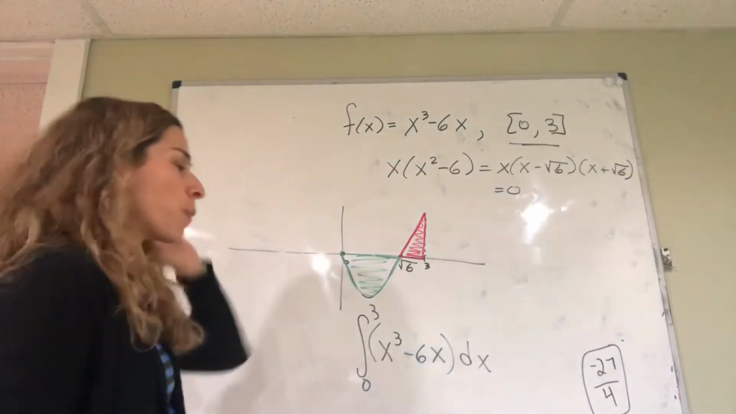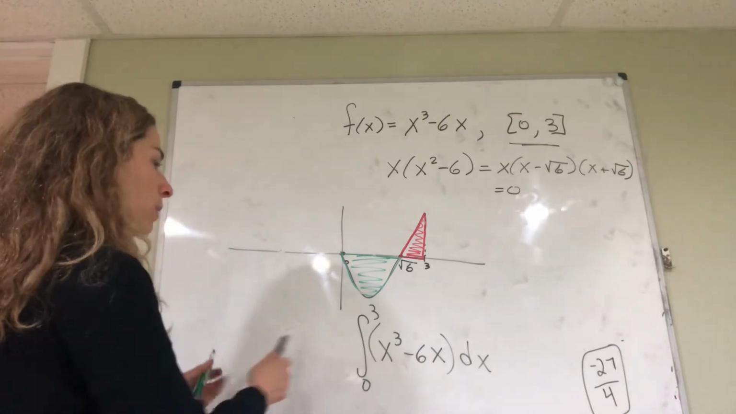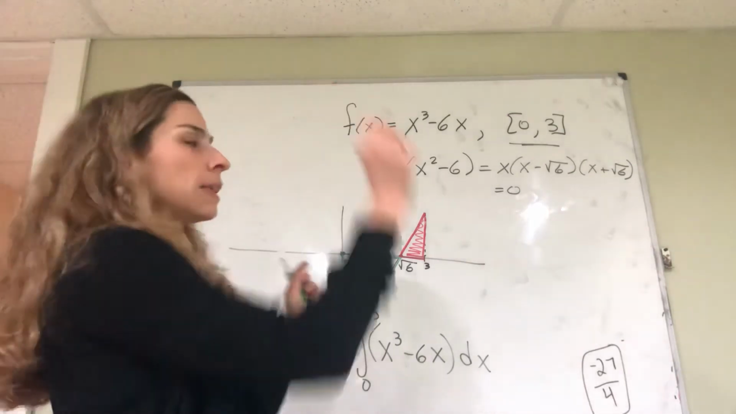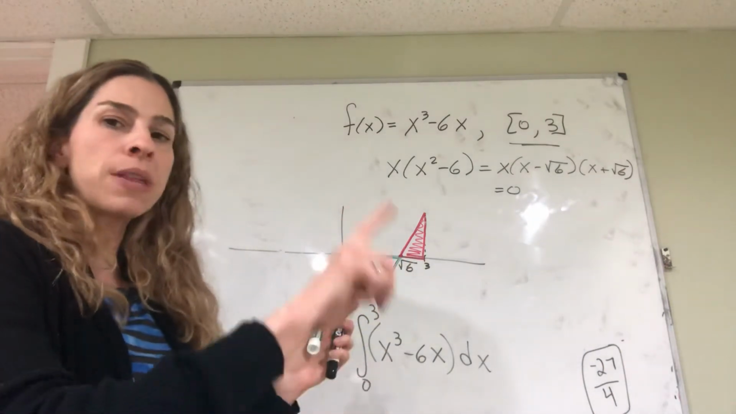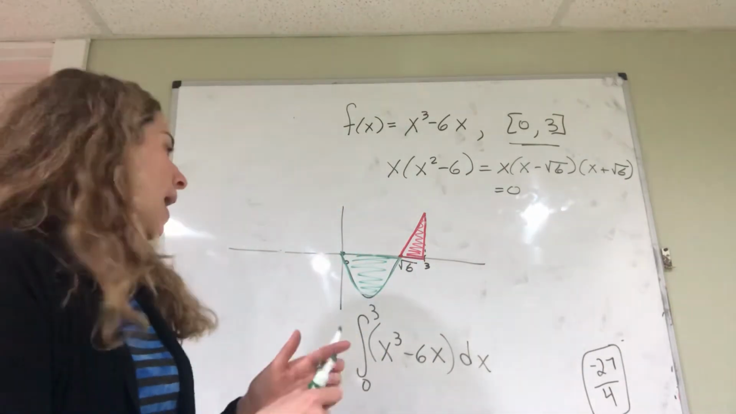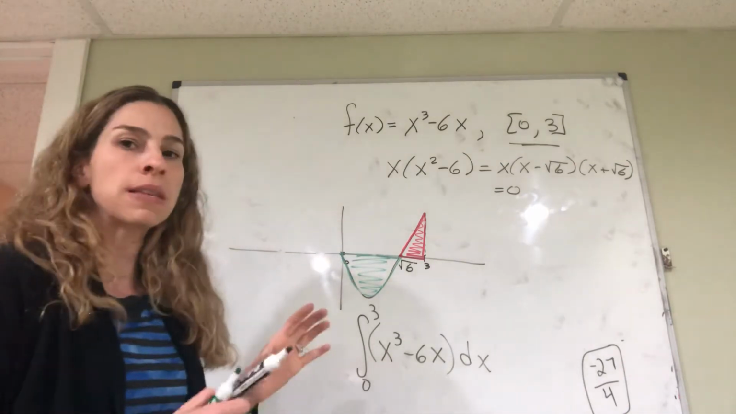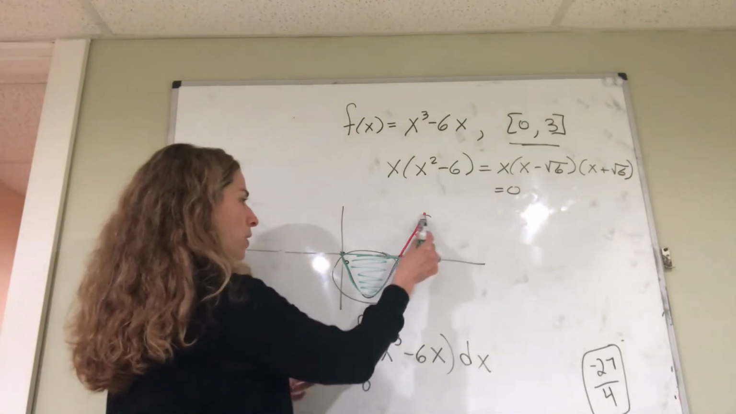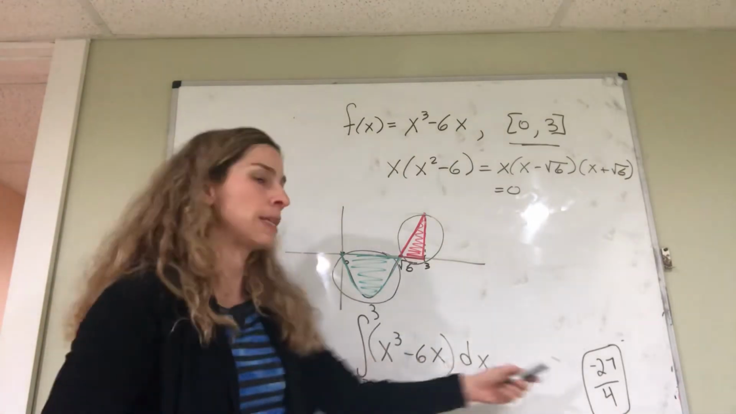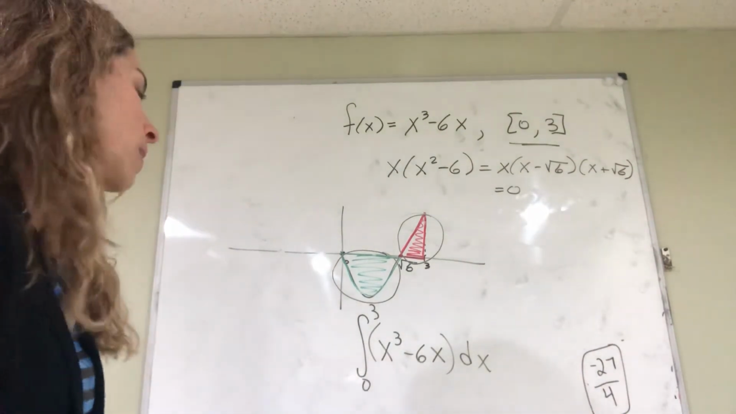Okay? So the point with this example that I wanted to show is that when you evaluate an integral, if the function is completely above the x-axis, the answer will be positive. If the function is completely below the x-axis, the answer will be negative. And if the function is partially above and partially below, it depends upon the size of the region. If the region below the x-axis is bigger than the region above the x-axis, the answer will come out to be negative. And if the region above the x-axis is bigger than below, the answer will come out to be positive.